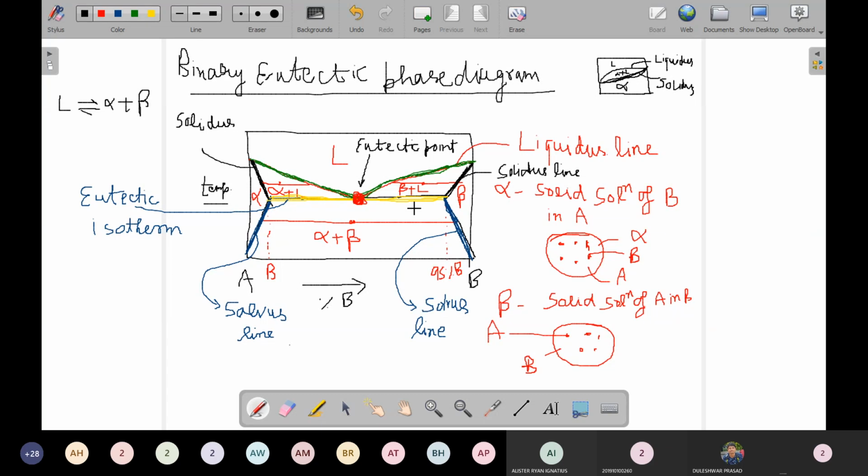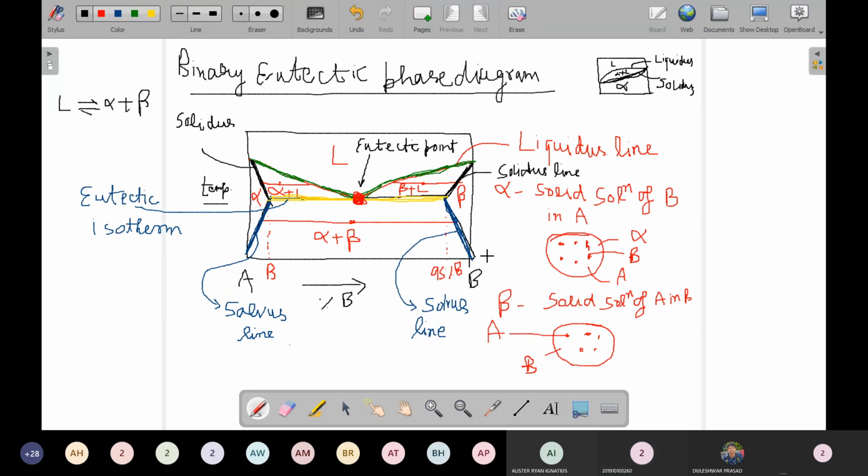Yes, Arjun. Arjun, are you there? Yes, sir. In order to find the composition of phase, which rule do we use? We use the concept of tie line. Do you remember? We draw a line. That line is known as tie line.